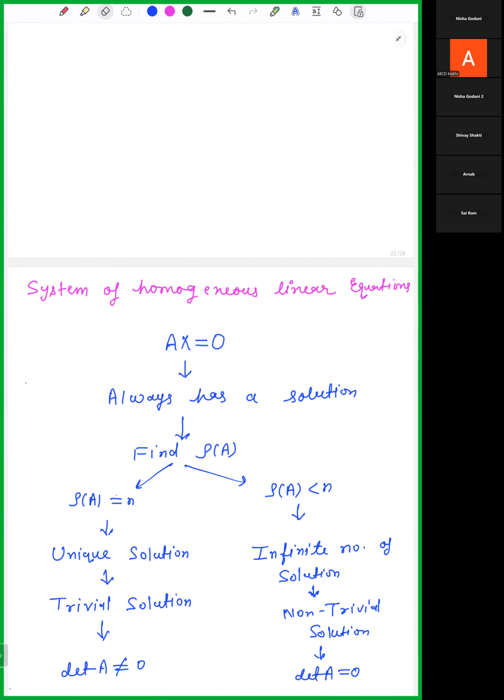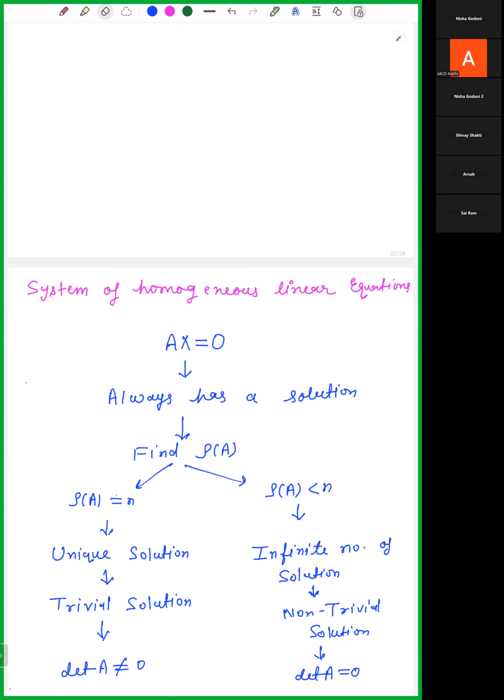Okay, now I have to discuss the system of homogeneous linear equations. Homogeneous means you have all zeros on the right hand side, in the constants. All are zeros. So the system is homogeneous. Now how to find the solution for this? I am going to discuss this.